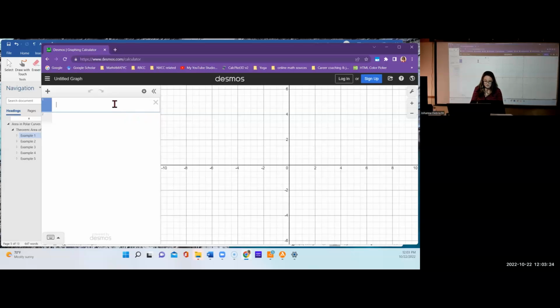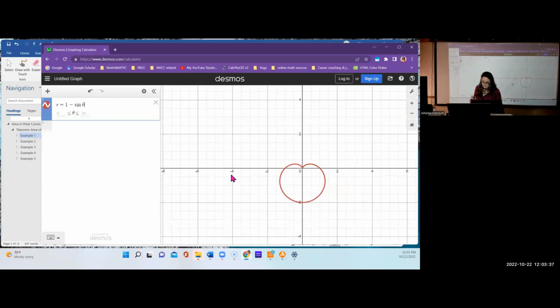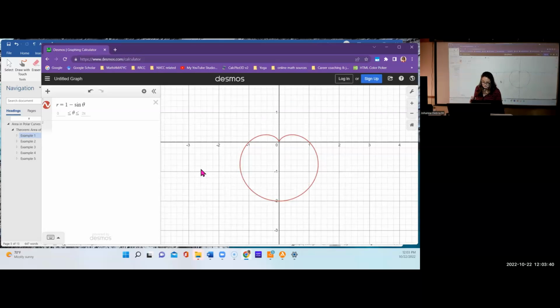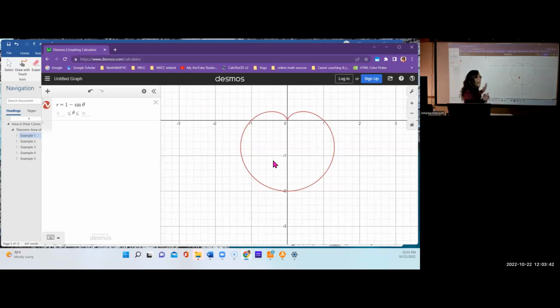So we're going to enter our function, r equal 1 minus sine of theta, right? And there's our cardioid. It's kind of small, so let's make it a little bit bigger, like this. Now we know from the picture that we had that we want this part right here. So first thing I want to check, I look up here, Desmos tells me immediately that from 0 to 2 pi, it traces the cardioid one time. Now I want it to go from negative pi over 2 to pi over 2.